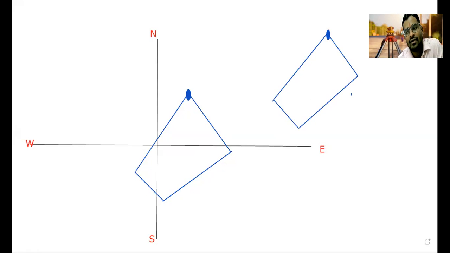Okay, up to here we have completed the second unit of our survey subject. Now we will go for the third unit. Okay, should I erase this?